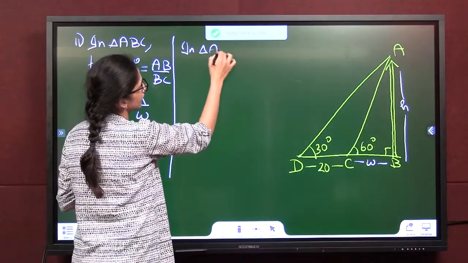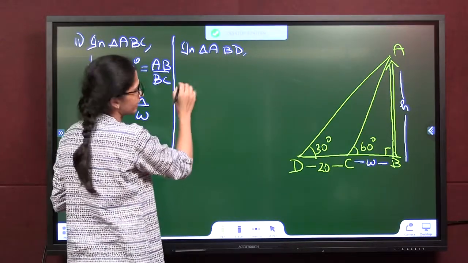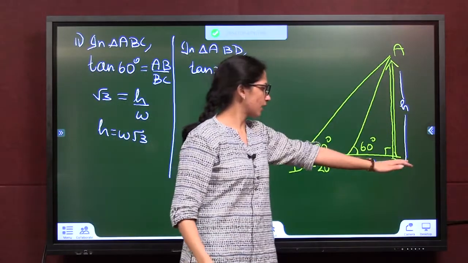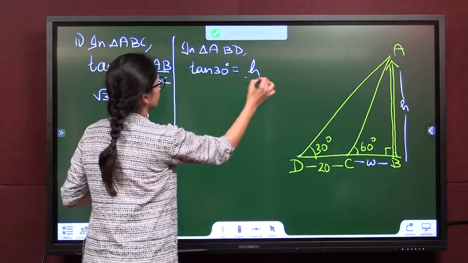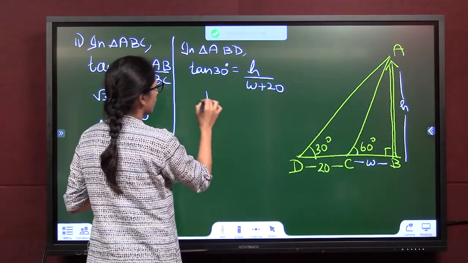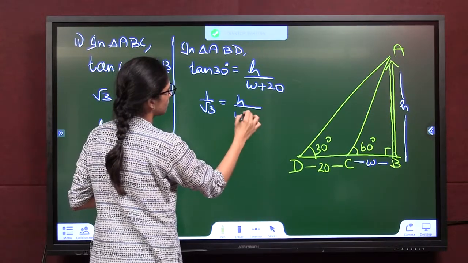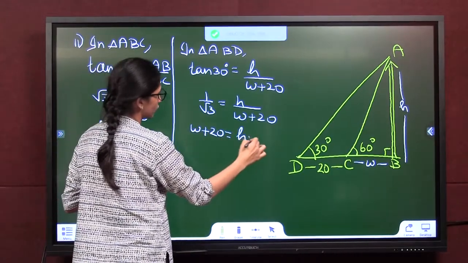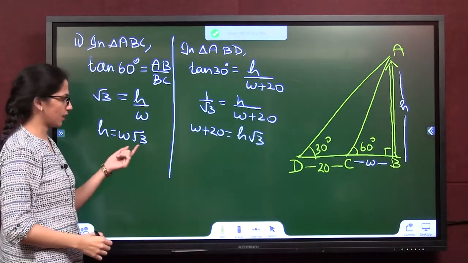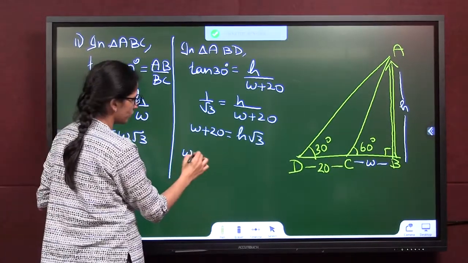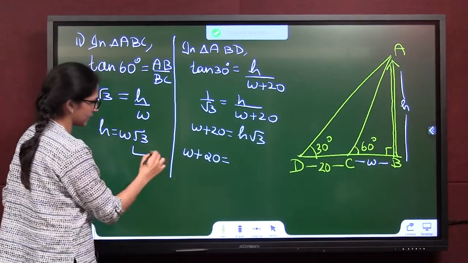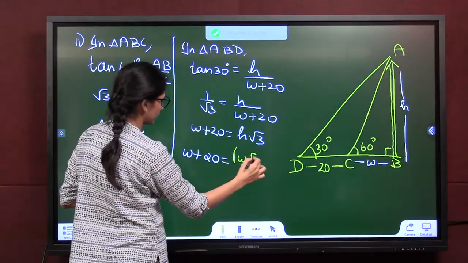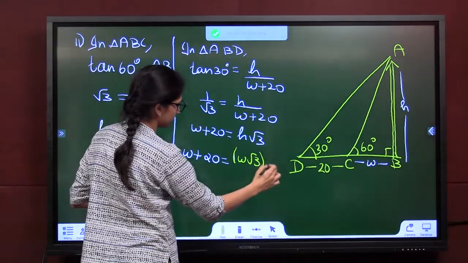In triangle ABD, tan 30 degree is equal to H, opposite H, adjacent W plus 20. 1 by root 3 is equal to H by W plus 20. Send this here. W plus 20 is equal to H root 3. In the place of H, I'm going to substitute W root 3. So W plus 20 is equal to, let's call this as equation 1. H is nothing but W root 3, and there's another root 3 here.